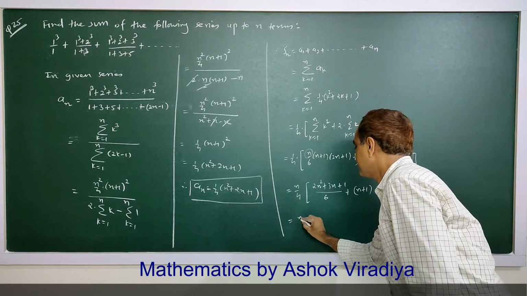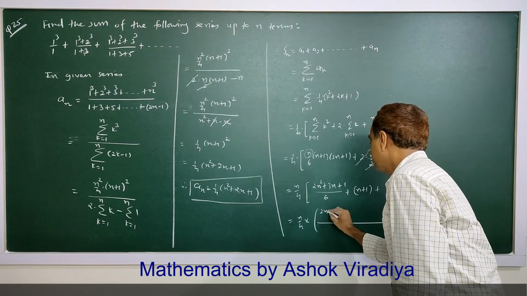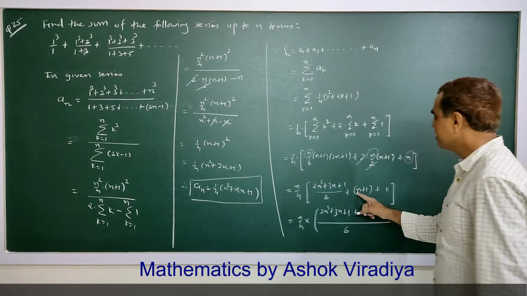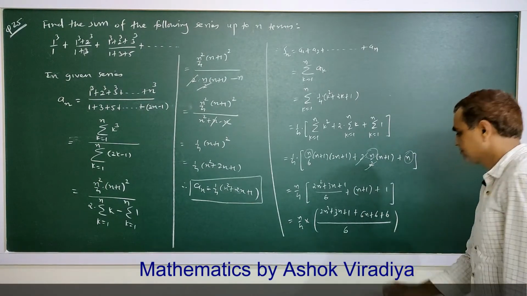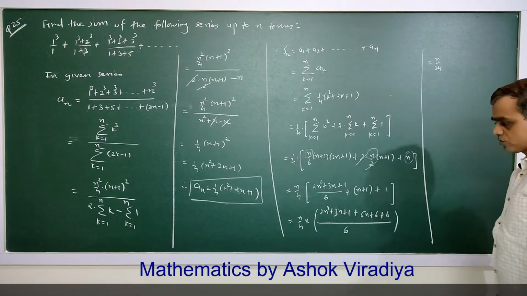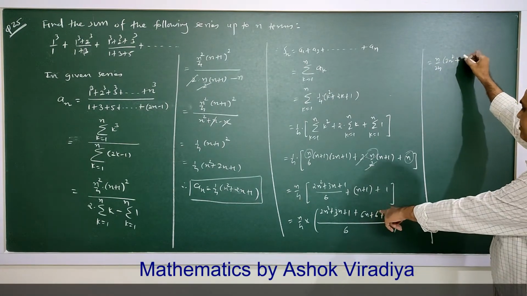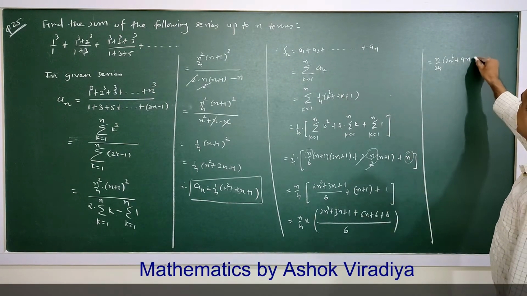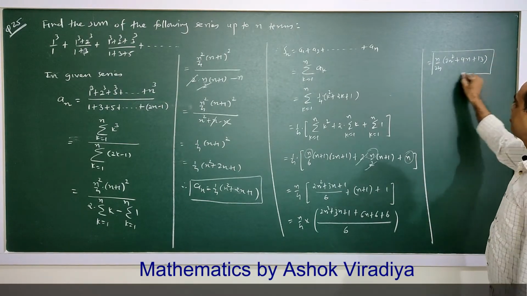Now the LCM is 6, so here divide by 6. Now inside, 2n square plus 3n plus 1, plus multiplying this by 6, so 6n plus 6, again plus 6. So this is equal to n by 24 into bracket 2n square plus 3n plus 6n is 9n, 6 plus 6 is 12, 12 plus 1 is 13. So this is the required sum.